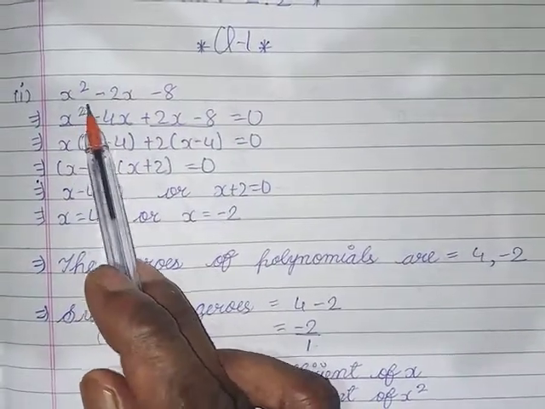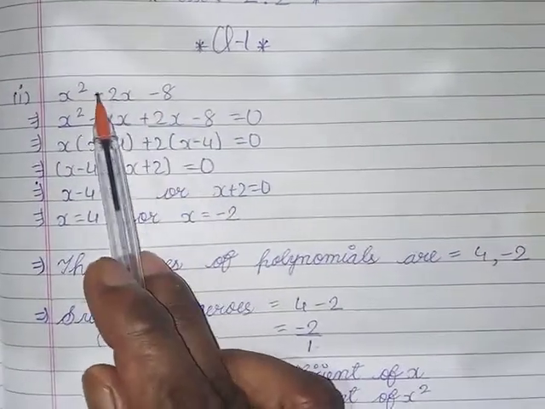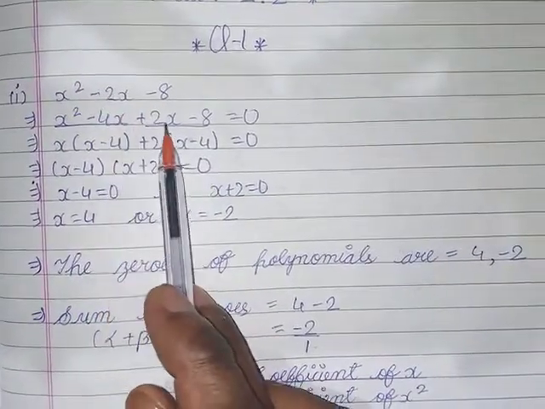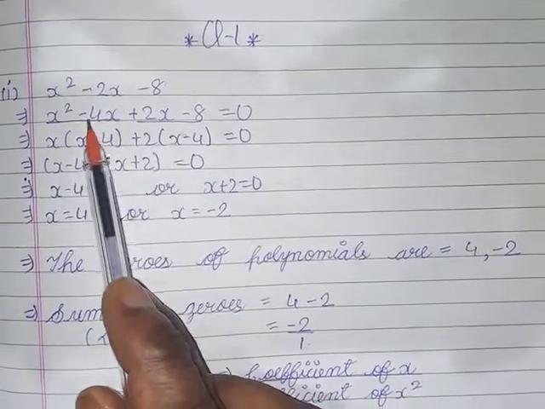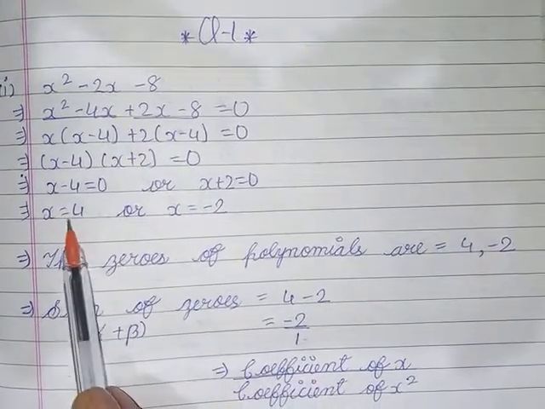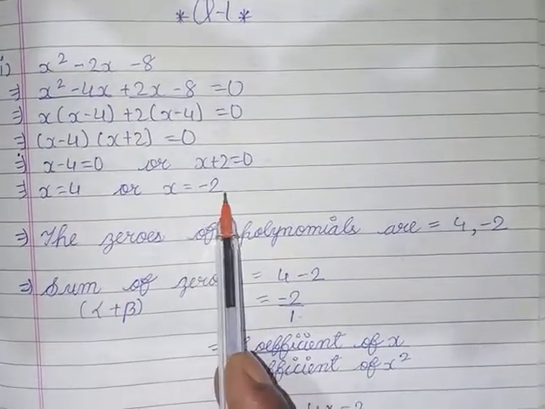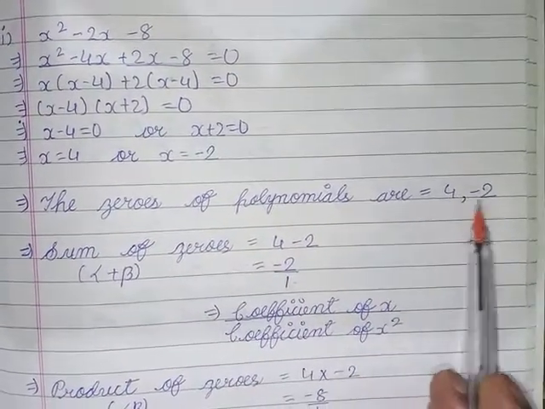In the same way, x square minus 2x minus 8. The factors are minus, minus, minus. So minus plus will be a factor. If you split it, 4 minus 4 plus 2 will give minus 2. So we get the factors x is equal to 4, x is equal to minus 2. So the zeros of the polynomial are 4 and minus 2.